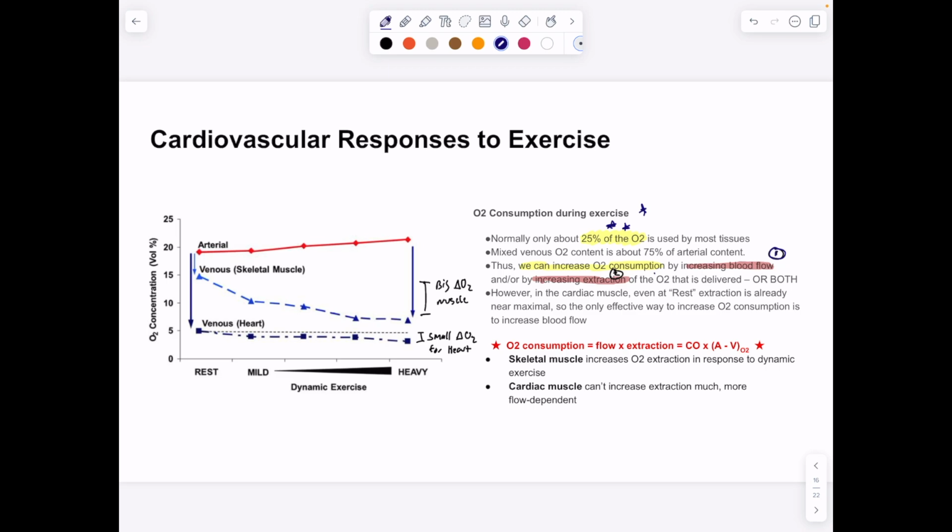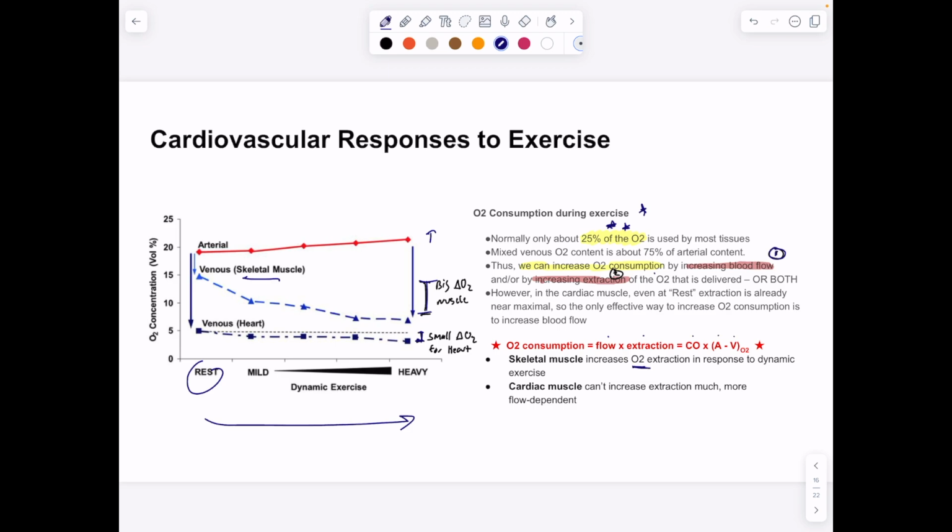And so for the heart, as we go from rest to higher exercise, we can see that the venous O2 content is decreasing, arterial oxygen content increases a little bit, and then the veins of the heart, the coronary veins, aren't having a big change in O2 because they tend to use most of the oxygen already. All right, so oxygen consumption, we can quantify it with an equation as flow times extraction, so that's cardiac output times the difference in arterial minus venous O2 content.